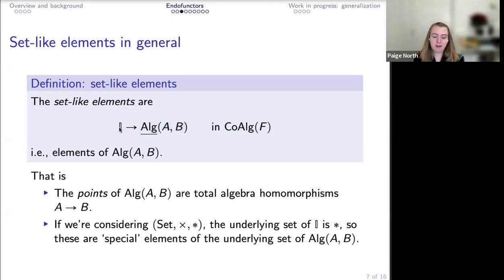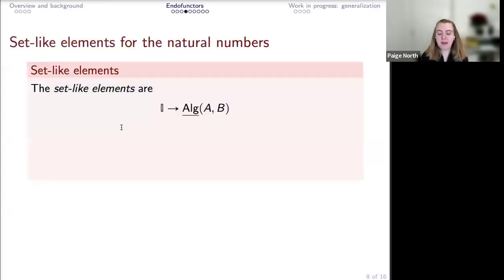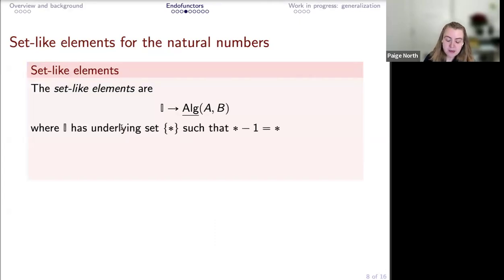Because as a function, they're just points, they're just elements. But as a coalgebra morphism, they're telling us that they're elements that behave in some particular way. Okay, so let's look at that in this example of natural numbers. So we want to calculate exactly what the points are here.